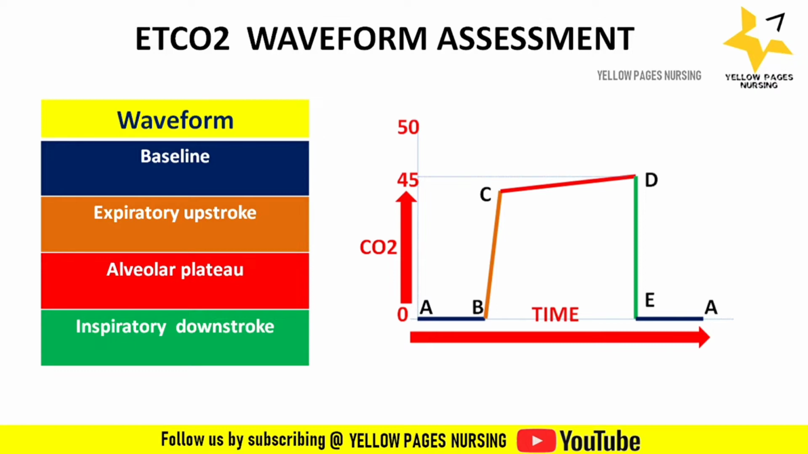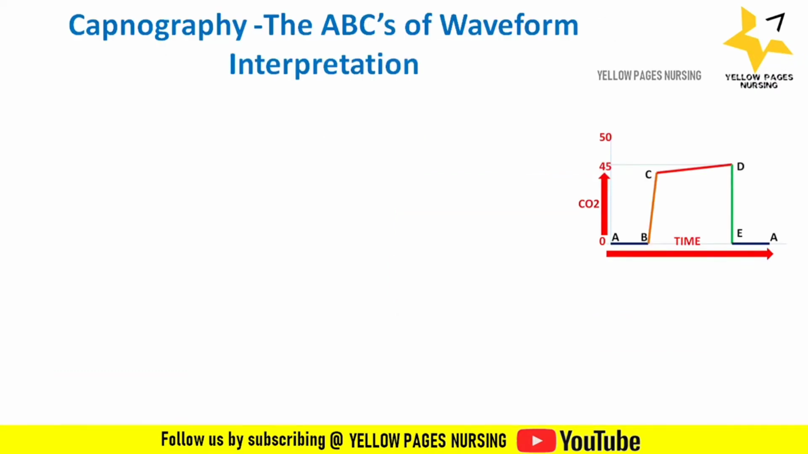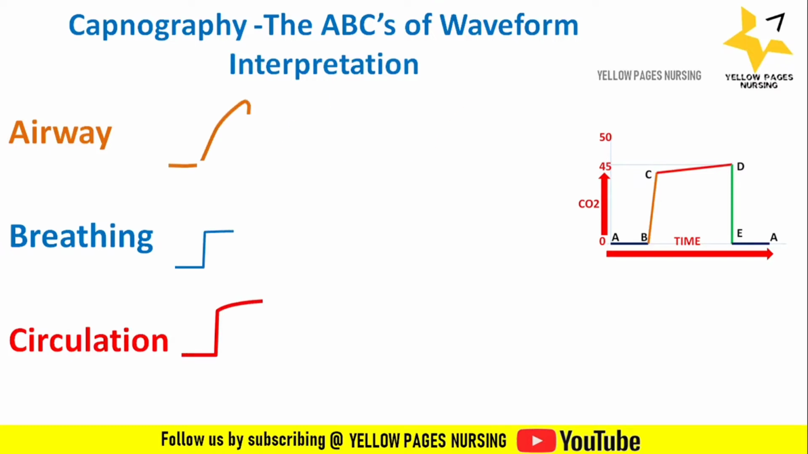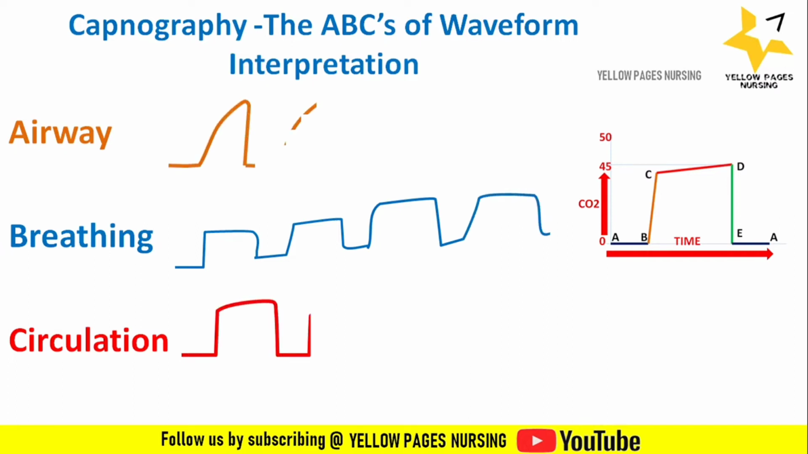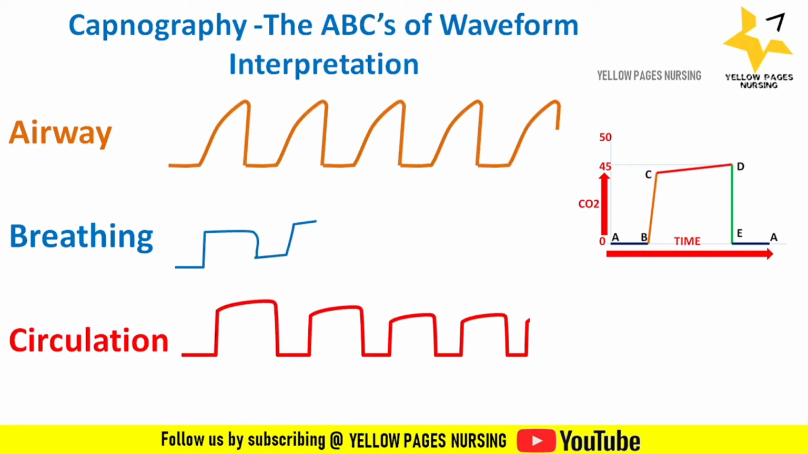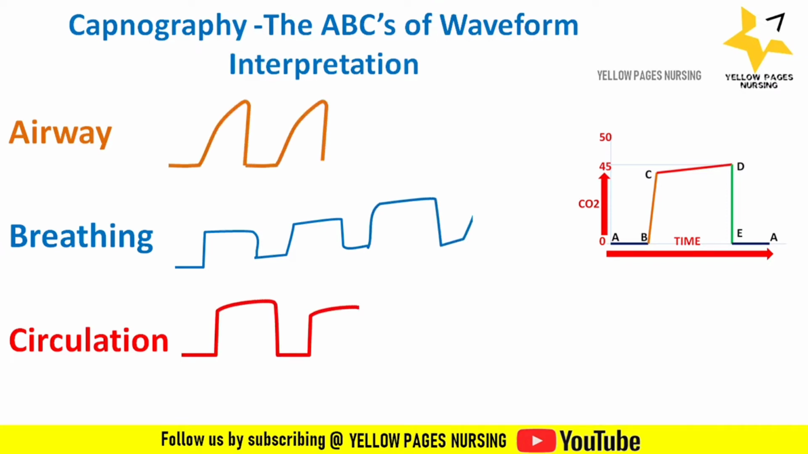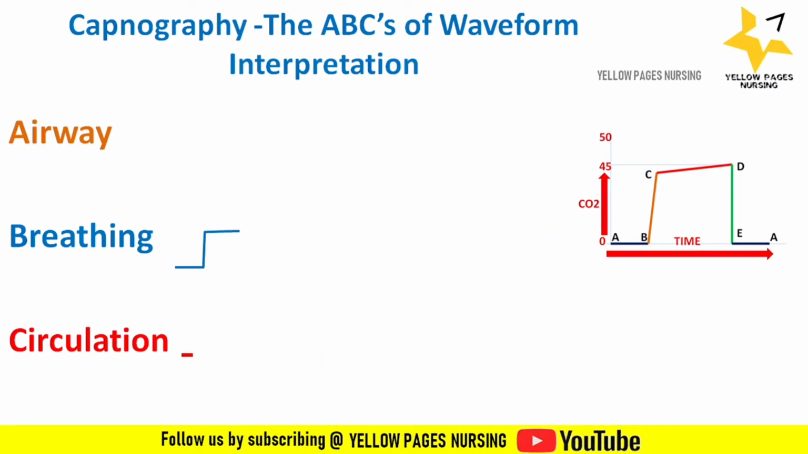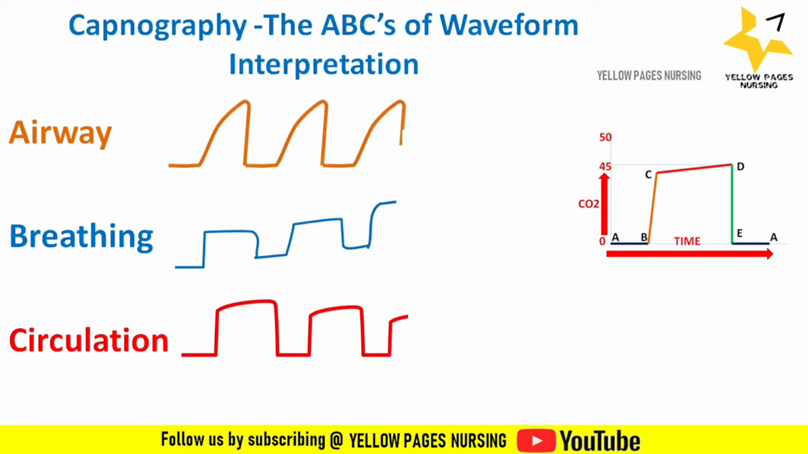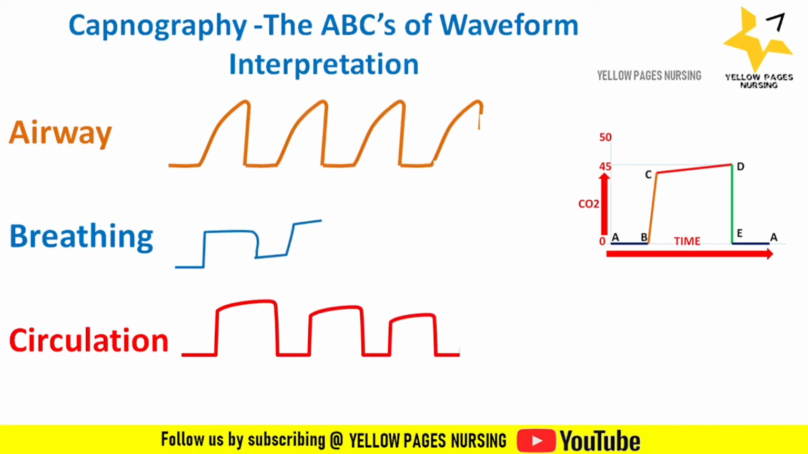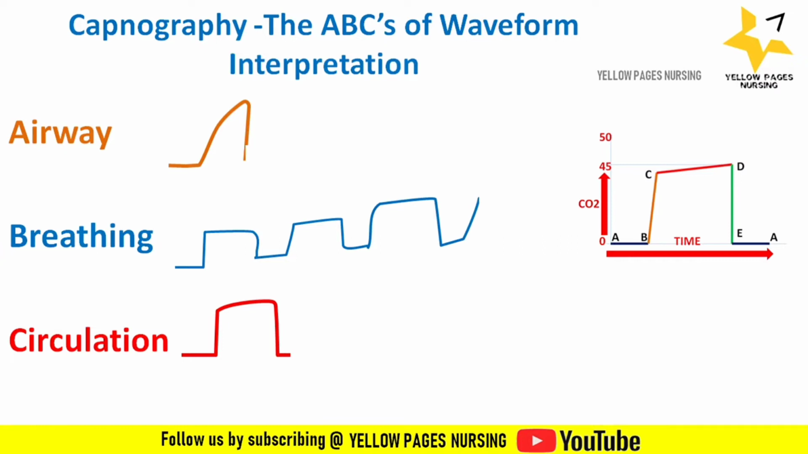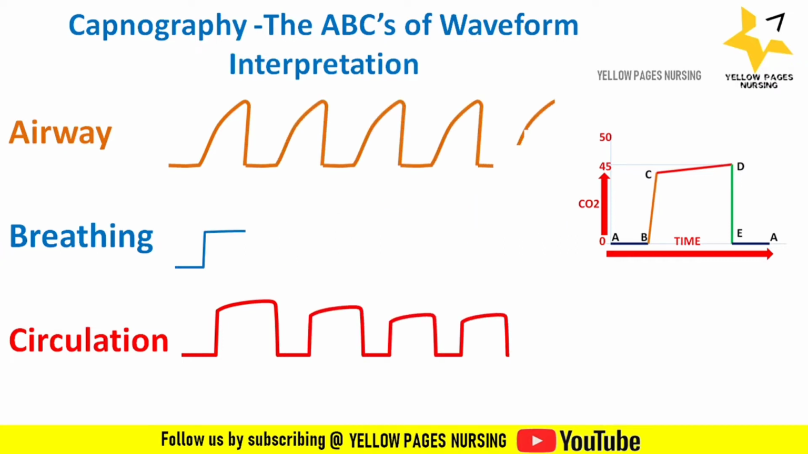Here comes the ABCs of waveform interpretation. First comes airway. Here you can check for signs of obstructed airway, which is indicated by steep upsloping expiratory plateau. Next comes breathing. Check the EtCO2 reading and waveform, and here you can see an elevated respiratory baseline. Next comes circulation. Here you can check the trends of EtCO2 waveforms for 15 to 30 minutes or longer and identify if they are increasing or decreasing.